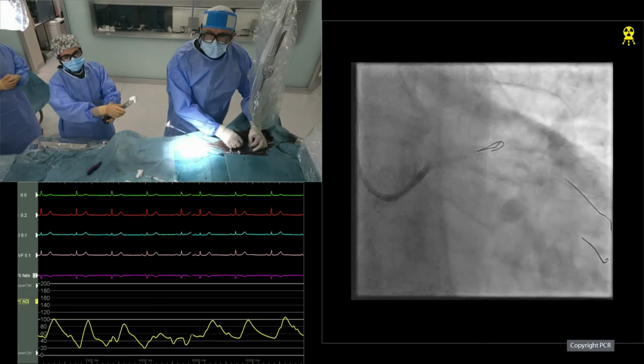Let me ask in the room here, how many of you would image the wire position into the side branch in this situation? Raise your hand if you would like to image this. How many of you would just see where the wire goes and trust the position? Raise hands. Yeah, I think I agree with most of you.